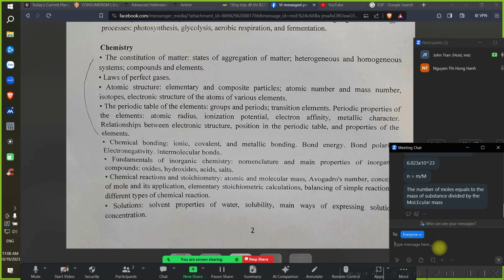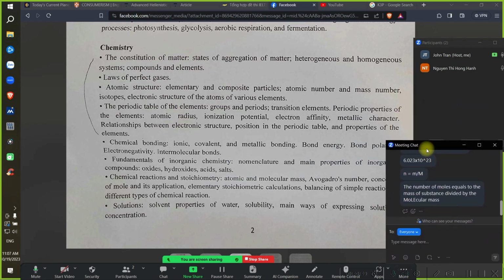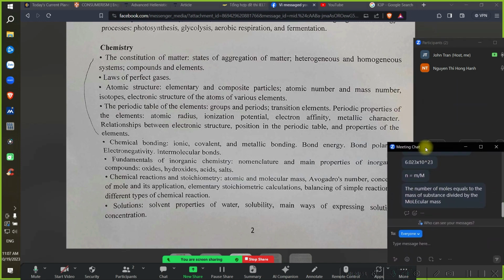Okay, so elementary stoichiometric calculation, I think you know this one. Balancing simple reactions and different types of chemical reactions. You can go on now. Can I have a moment? Of course.